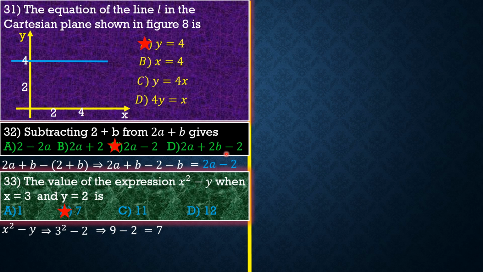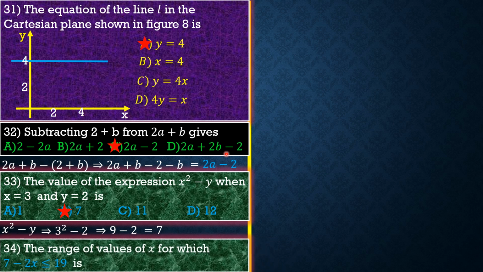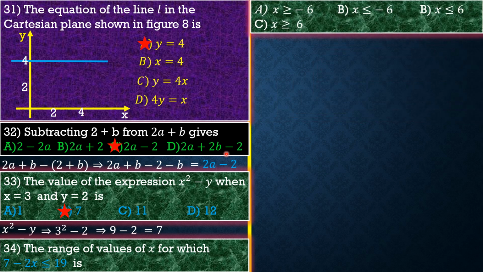Great. Question 34, guys, as you can see, asks for the range of values of x for which 7 minus 2x is less than or equal to 19. Okay, guys, that's it. So, let's have the answers here. Let's go ahead and solve.